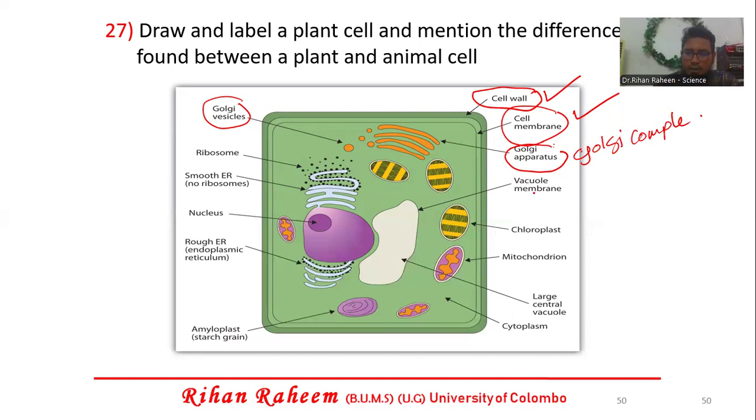Then we have the vacuole membrane. Can you tell me a special name given to this vacuole membrane in our O-level syllabus? Tonoplast, very good. Tonoplast, and this inner part is known as the cell sap. Tonoplast and the cell sap together we call the vacuole. That is there for our O level, for grade 10.